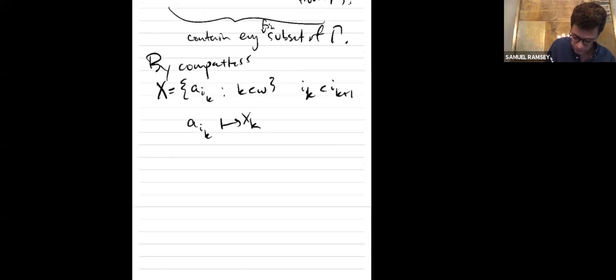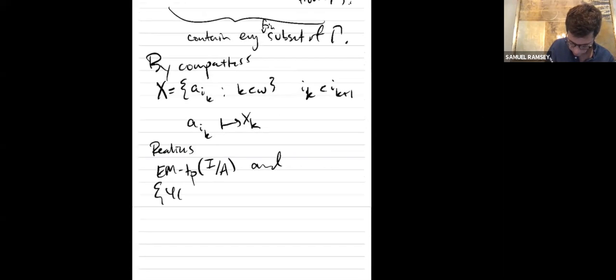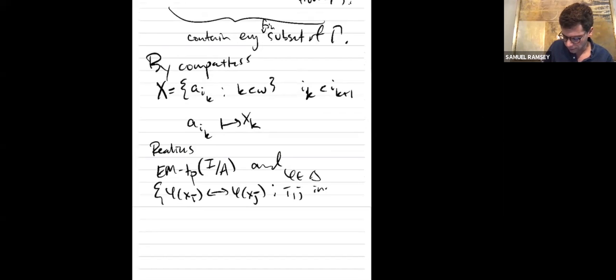So my point is, if I do this, then this realizes the EM type of I over A and phi(x_Ibar) if and only if phi(x_Jbar), as phi ranges over delta, and Ibar and Jbar are increasing n-tuples, not from X, but from omega. And certainly every finite subset of gamma is contained in a set of that form.